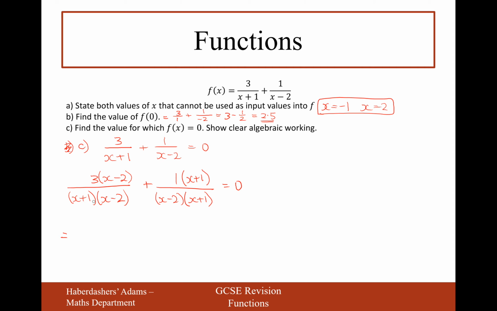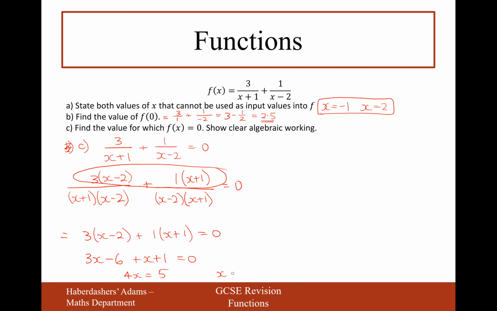Now, if this fraction adds together to make 0, it must be the case that it's just the numerator that will add together to make 0. It doesn't matter what you have on the bottom of a fraction. If you have a fraction where 0 is on the top, then your fraction is equal to 0. So it's going to be 3x minus 6 plus x plus 1 equals 0. That means 4x equals, we'll add 6 onto that side, take away 1, so that would be 5. So therefore x equals 5 over 4.